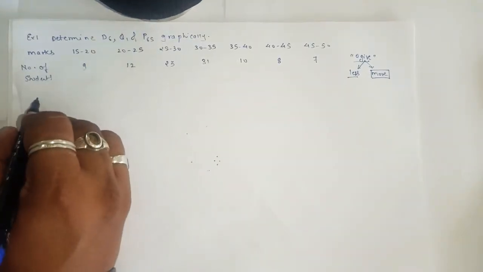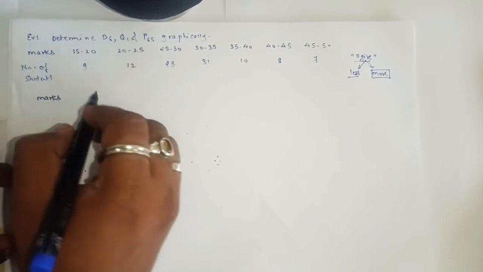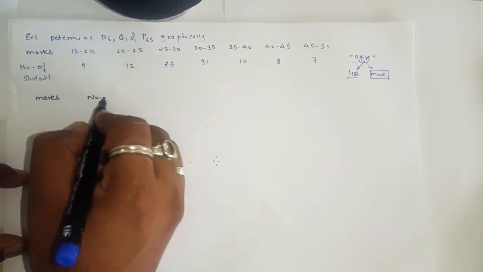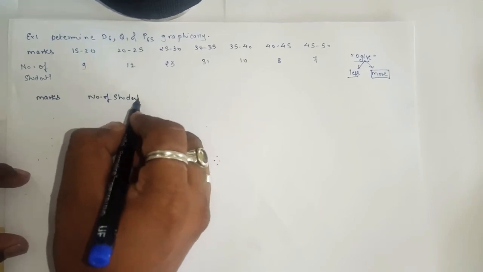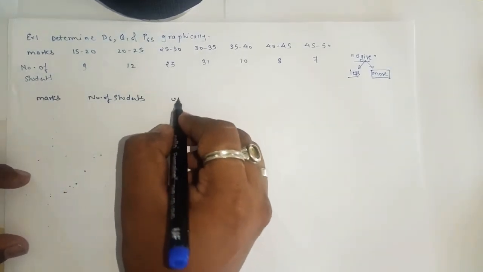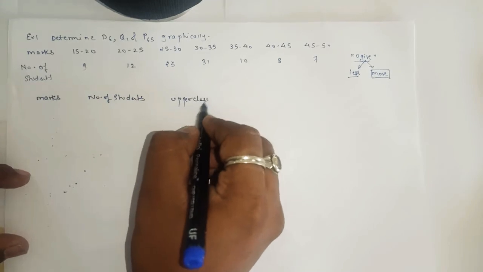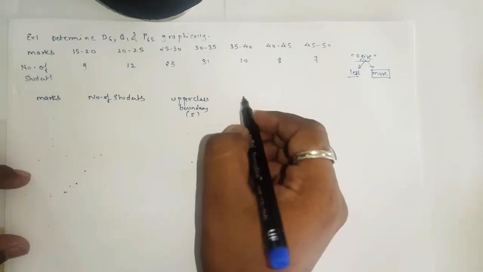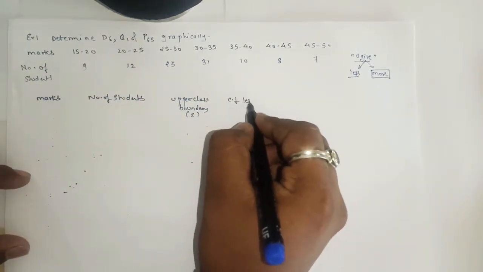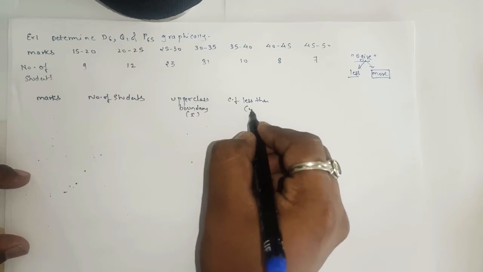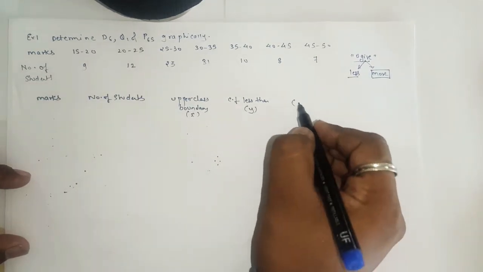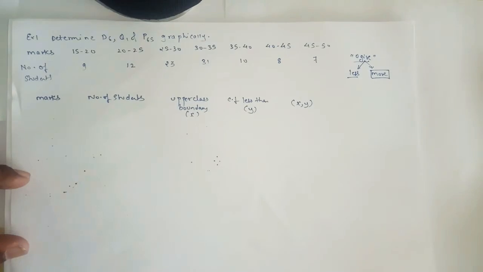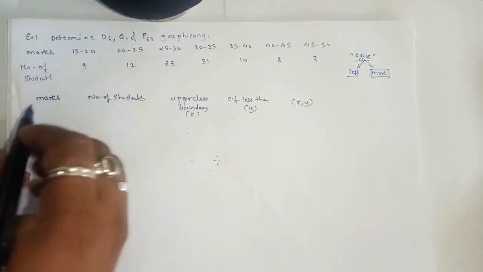So first you will write marks, then the number of students will come, then after that you have to write the upper class boundary, which is known as your x coordinate. Then you will write cumulative frequency less than, which we can consider as the y coordinate, and in the last column x comma y. This x comma y is not compulsory; the last column is not really needed. Still, if you add the column, it's okay, no problem. Then marks, it is what?